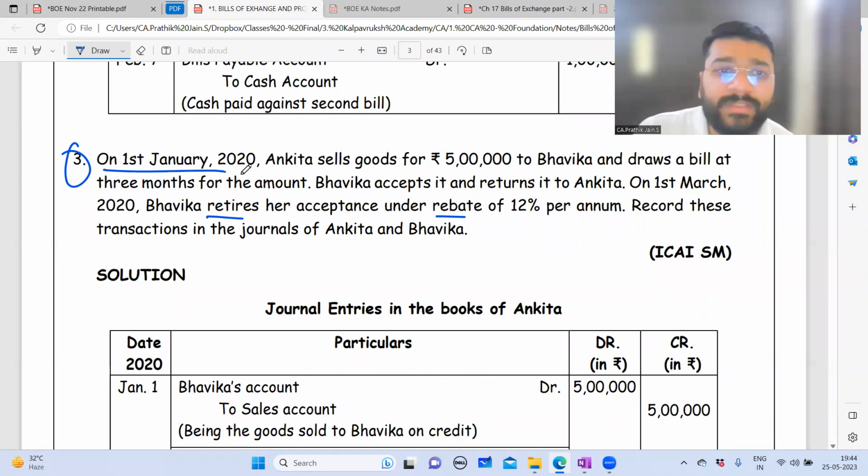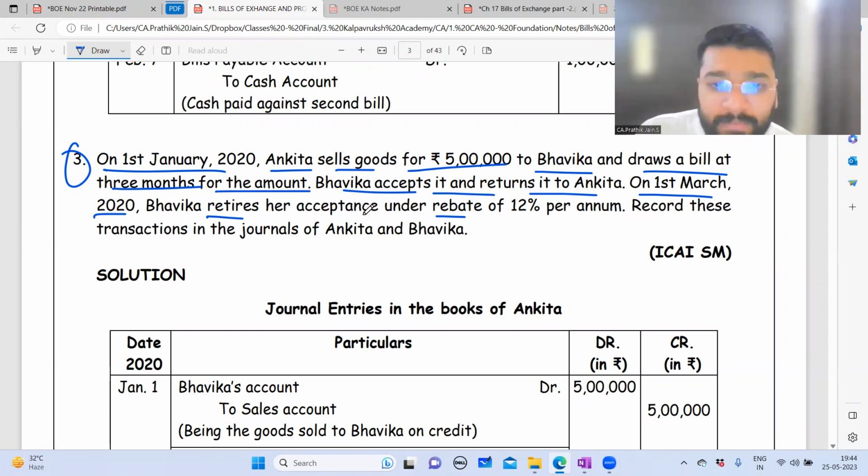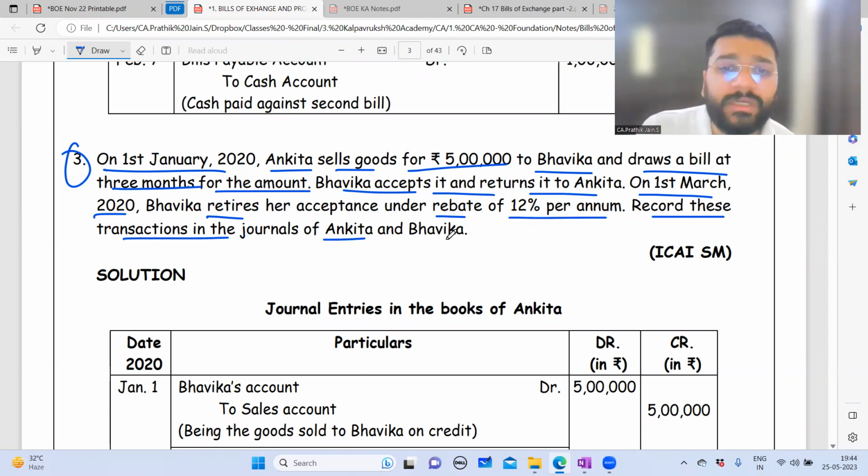On 1st Jan 2020, Ankita sells goods for 5 lakh to Bhavika and draws a bill at 3 months for the amount. Bhavika accepts it and returns it back. On 1st March 2020, Bhavika retires her acceptance under rebate for 12% per annum. Record the transactions in the journal of Ankita and Bhavika. Do you want me to do this question now or can I give this as homework? Homework, sir.